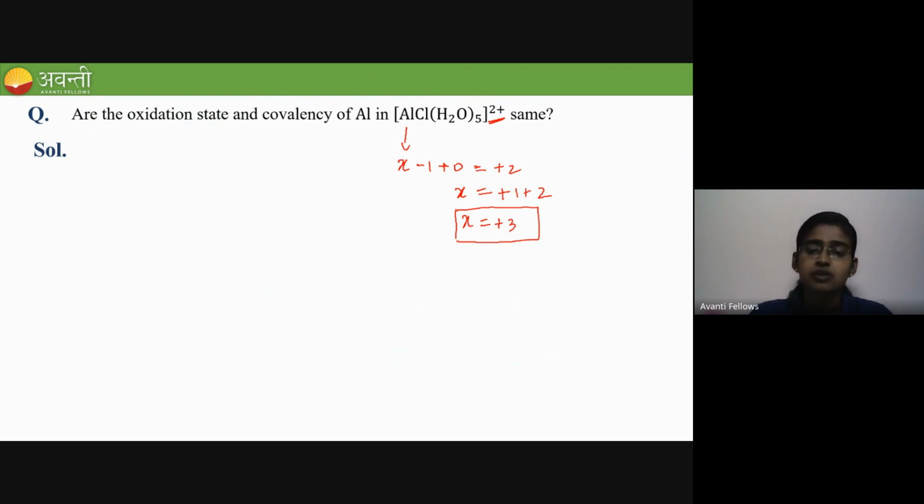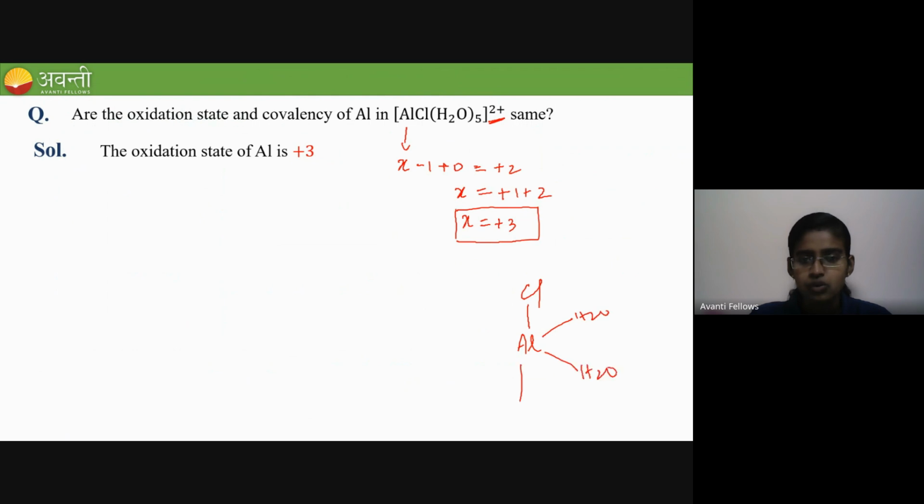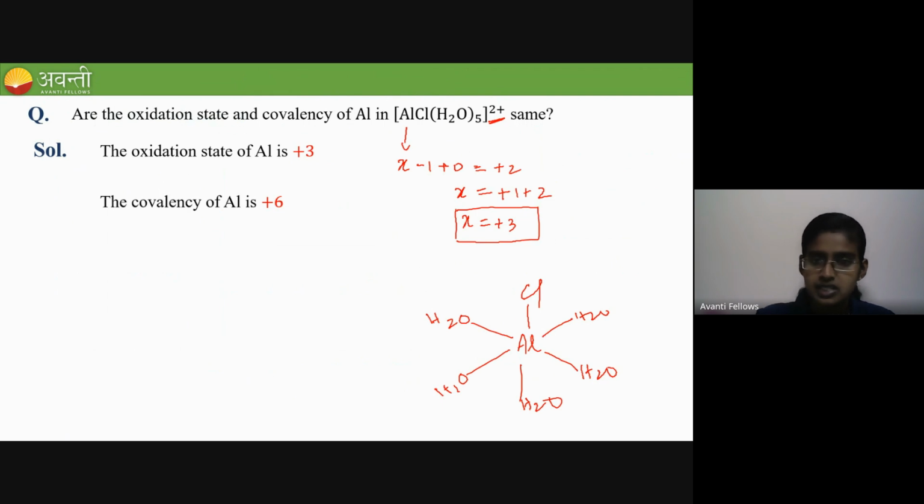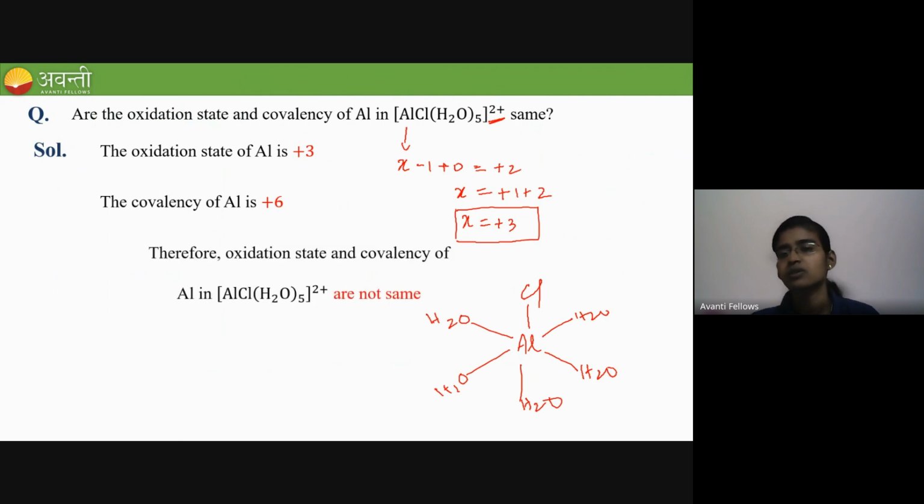Covalency of aluminium: oxidation state is +3. To calculate the covalency, I have to draw the structure. So aluminium is there and it is bonded with 1 chlorine and 5 water molecules, 5 water molecules, right? So what is the covalency? It has 6 covalent bonds around it. So the covalency of aluminium is 6. Therefore, the oxidation state and covalency of aluminium in this compound are not the same. They are not the same. Got it? This is how you have to find out the oxidation state and covalency.